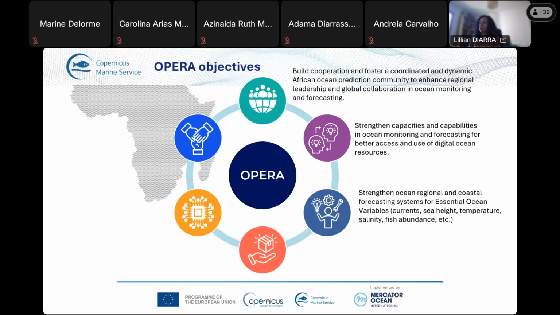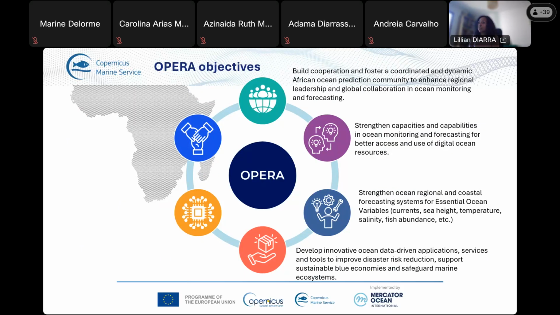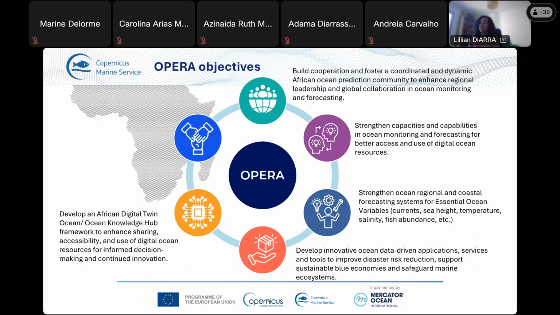The third one is really looking to strengthen ocean forecasting systems for essential ocean variables, so currents, sea height, temperature, salinity, both on the regional and coastal scale, and obviously this is contributing and complementing what is already proposed by Copernicus Marine. The fourth one is really based on all the different systems and data available to develop innovative ocean data-driven applications, services, and tools to really focus on African needs and priorities, from disaster risk reduction to supporting sustainable blue economies and to safeguarding marine ecosystems.